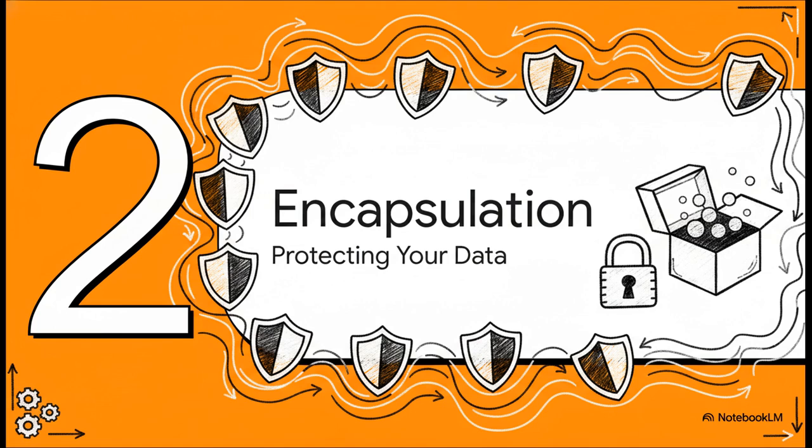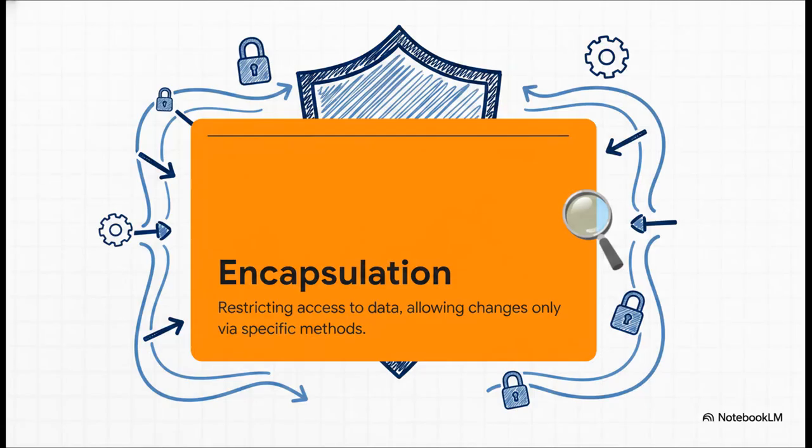Moving right along to Section 2, question type 2, encapsulation. So what is encapsulation? Well, it's essentially the security system of our code. It means we restrict direct access to an object's internal data, and we only allow outside code to view or modify that data through specific, highly controlled methods. We are basically hiding the complex internal state and protecting it from unwanted interference.